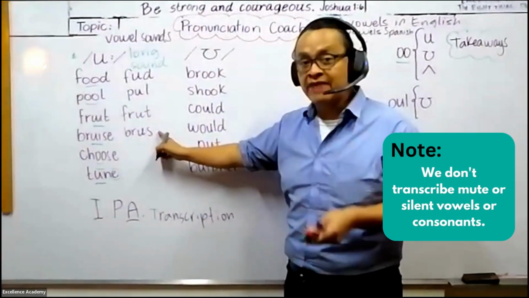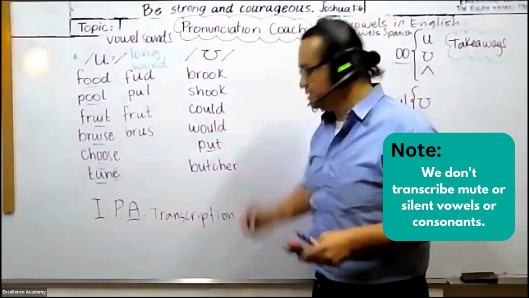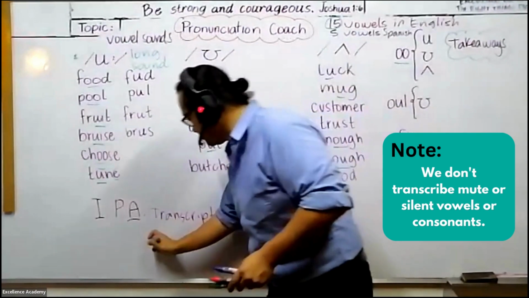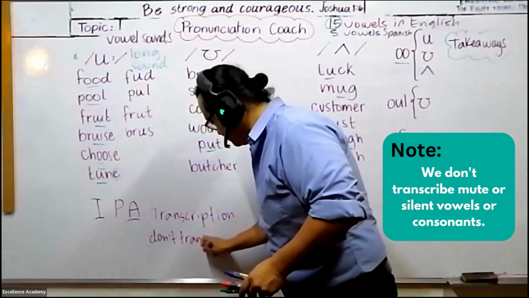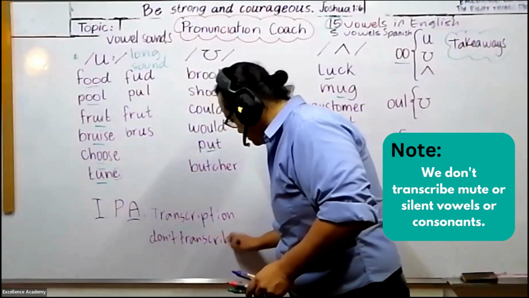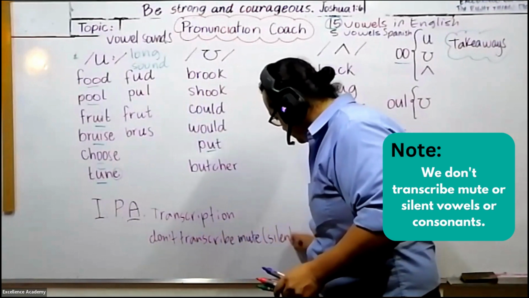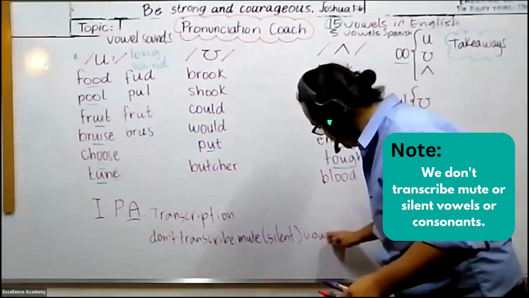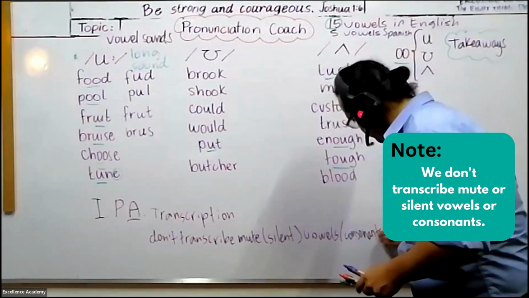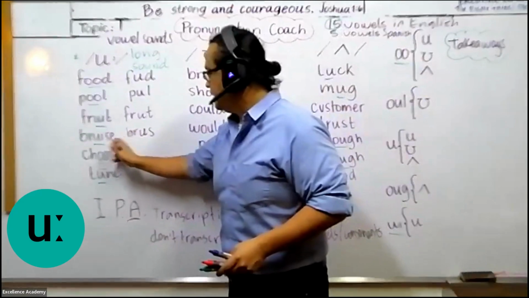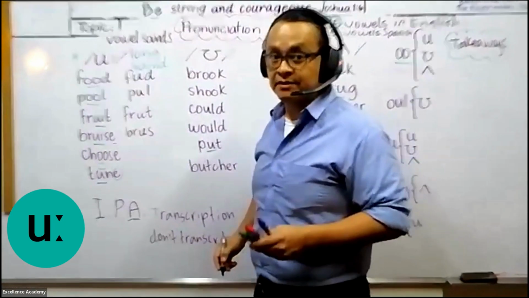We don't transcribe mute letters, mute vowels, mute consonants, right? So we don't transcribe. That's a rule. We don't transcribe mute or silent vowels or consonants. That's a rule. So here, the letter E is mute. Therefore, I'm not going to include it in my transcription.